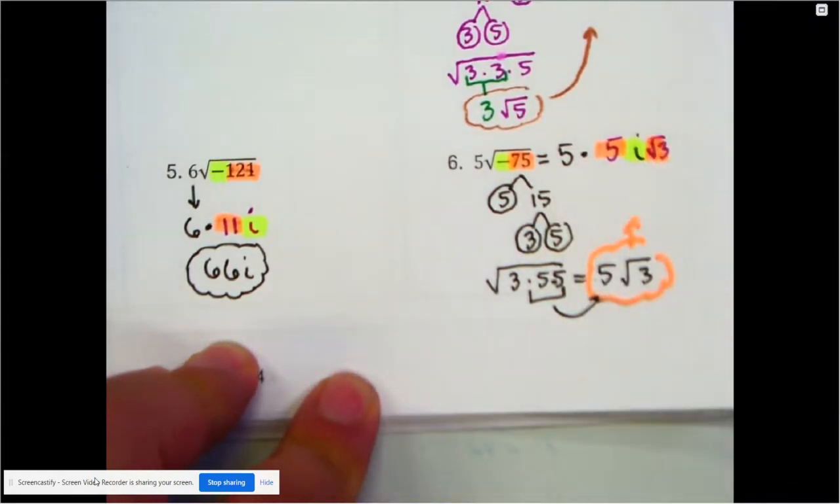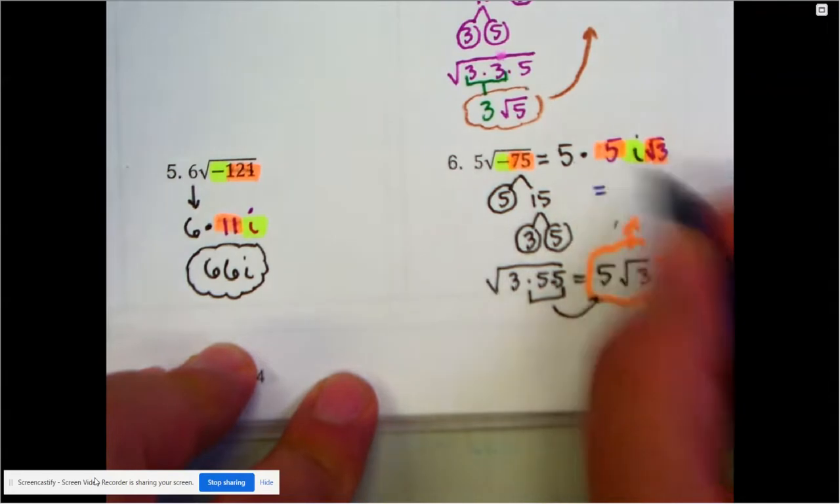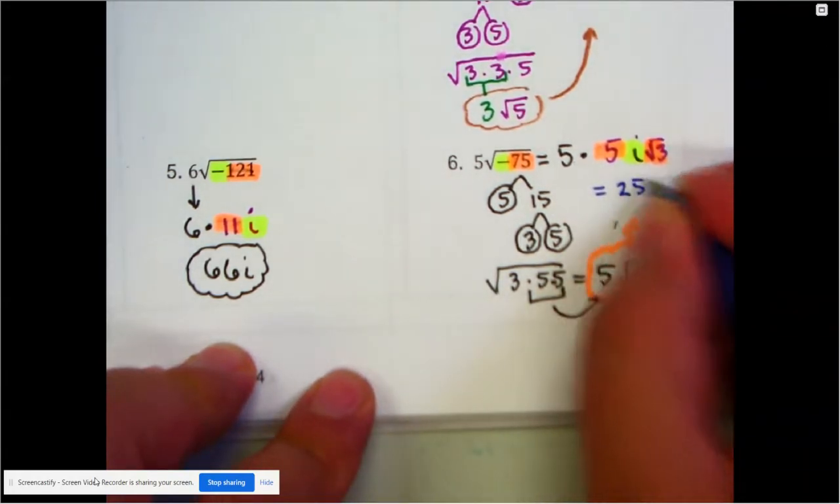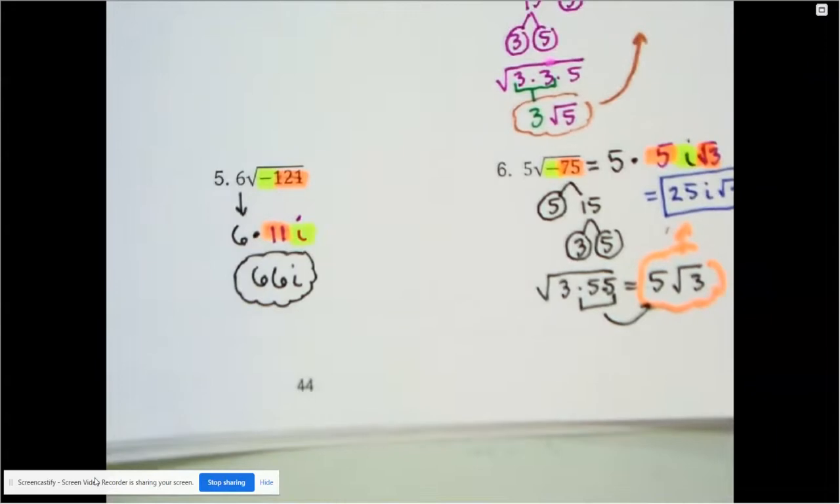And we're not done. If you notice, we still had one more thing to do here. We still have to multiply the 5 with the 5. I know I got a little messy here. But 5 times 5 then becomes 25I radical 3. And just like that, there's my answer. Now, take a moment to catch up with the writing. If we need to pause the video, pause the video.